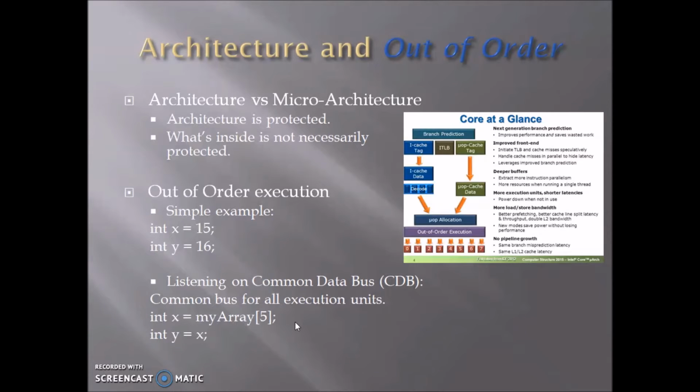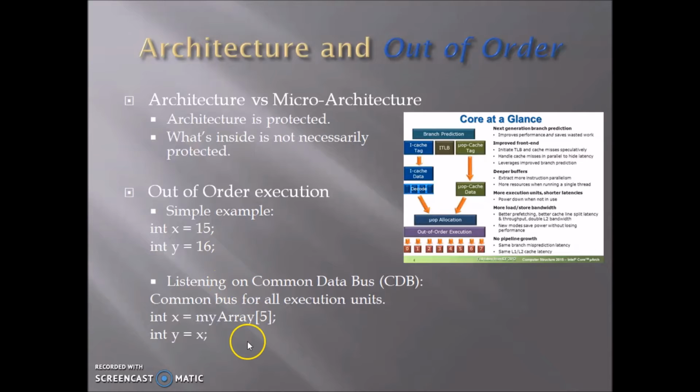Let's take two examples. The first example is very simple: assigning two values into two integers. In this case, assigning 15 into x and 16 into y. Of course, we see no reason not to do it in parallel and gain better latency here.